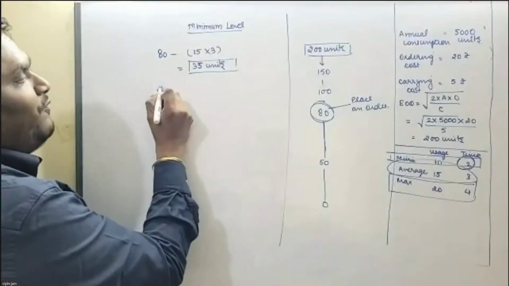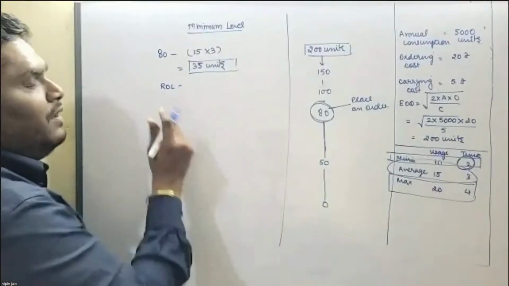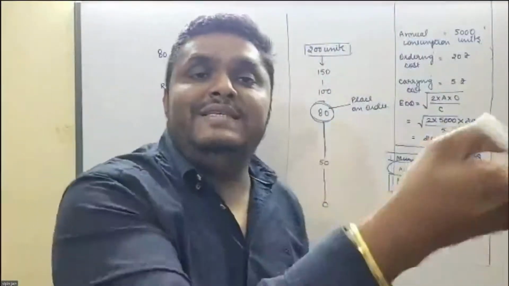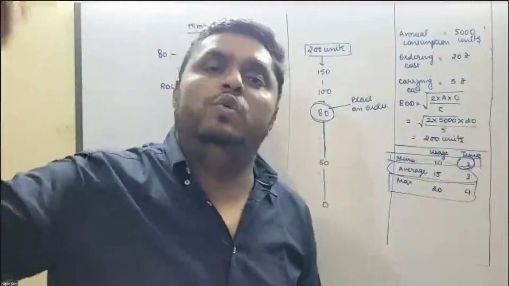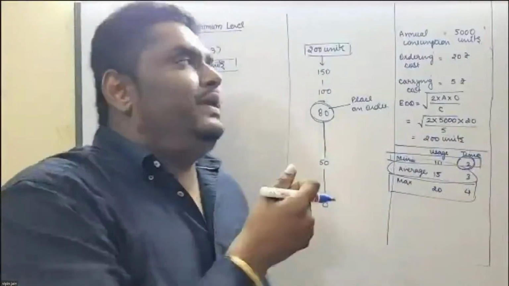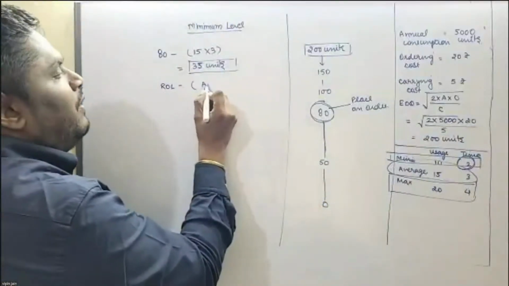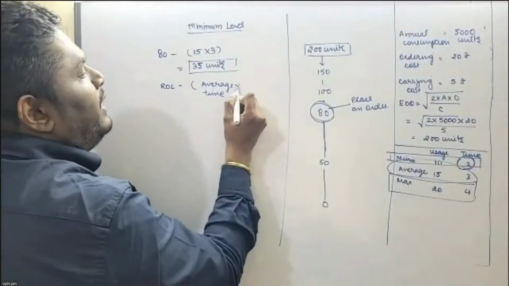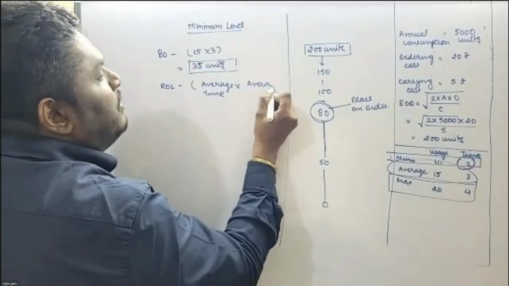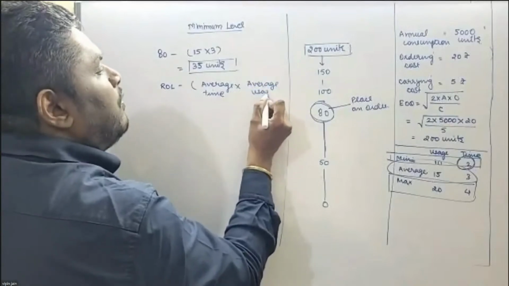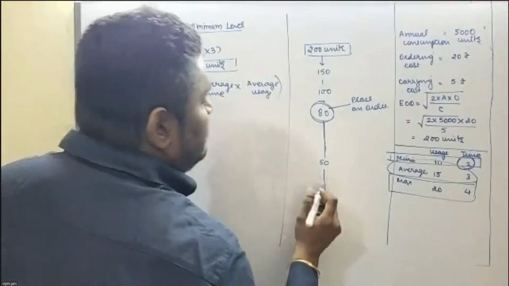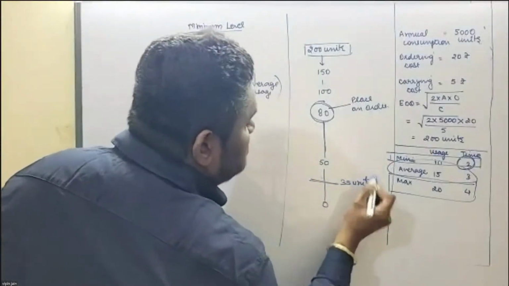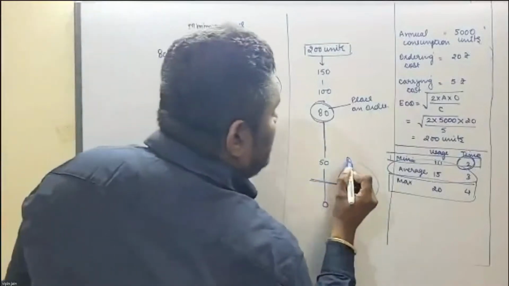So when talking about the formula: reorder level, at which we place the order, minus, after placing the order, some units will be consumed, plus the supplier is going to take time. How much time? The average time into average usage. So how much can the minimum be? 35 units in this case. This is the minimum level.